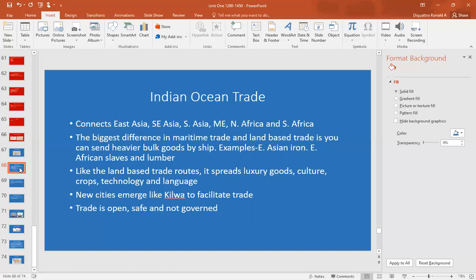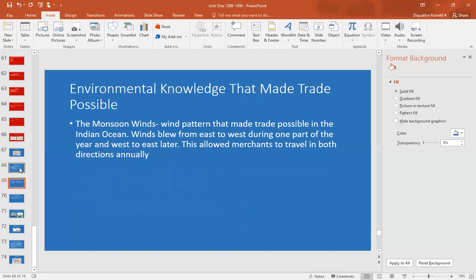Now, trade is open, safe, and not governed in the Indian Ocean. You don't have groups of people trying to control the ocean and dominate the ocean. You don't have one group of people attacking others trying to maintain and gain control of it. In general, it's open, it's safe, and it's free, and anyone could trade on it.